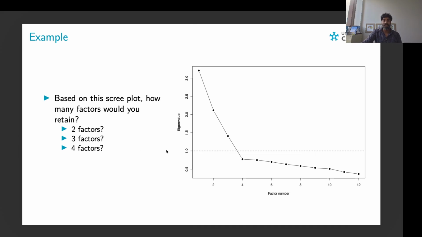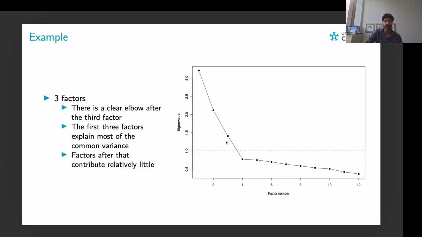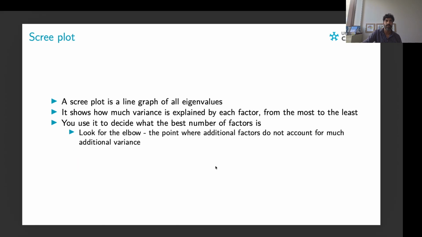And so what you're looking at here, hopefully it becomes clear that it's actually a 3-factor structure. Why? There's a clear elbow after the 3rd factor. So you see this elbow here. The first 3 factors certainly explain most of the common variance, and factors after that explain relatively little, right? But really, you see the inflection point here at 4, and you go 1 left to that, so it's a 3-factor structure, and it happens that they're all above the 1.